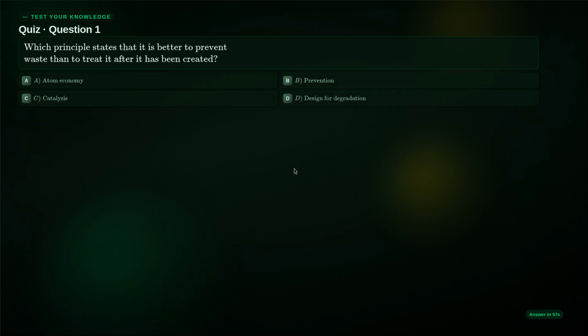Quiz question 1. Which principle states that it is better to prevent waste than to treat it after it has been created? Option A, atom economy. Option B, prevention. Option C, catalysis. Option D, design for degradation. Think carefully about your answer.